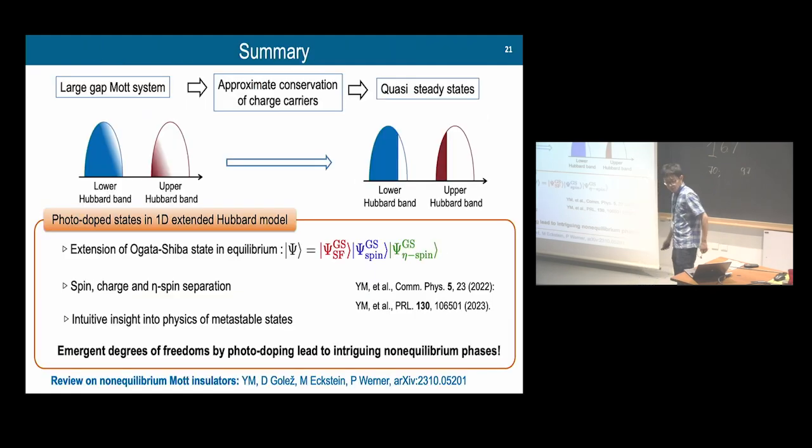And with this, I wish to conclude my talk. The take-home message is that if we think of the quasi-steady state, which appears in the large-gap photodoped system, there are additional degrees of freedom, and this can lead to intriguing physics. And the quasi-steady-state approach is one technique to make a systematic analysis of this kind of problem. And thank you very much.